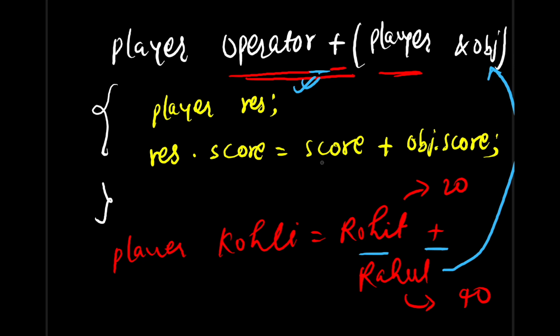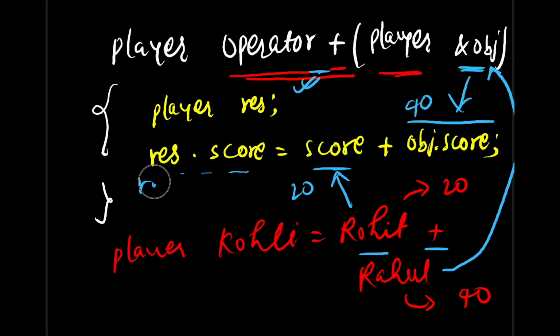Simply this score will be taken from Rohit's score. The Rohit object has a score value of 20, and the Rahul object has come here. So from this object dot score we will get Rahul's runs. How many runs has Rahul scored? So this is 20 and this is 40, which comes into this resource dot score, and we are going to return it. In the plus operator function itself, we are going to return this resource.